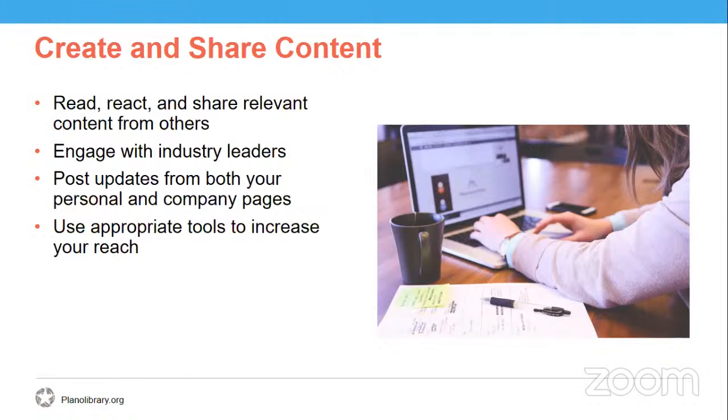And finally, use appropriate tools to increase your reach. When you post, make use of additional tools that can increase the visibility of your posts. The @ function can be used to mention particular users or even another business. If you're collaborating with someone on a project, you can mention them in your post. Or if something is of particular interest to someone in your network, you can mention them directly in your comment.